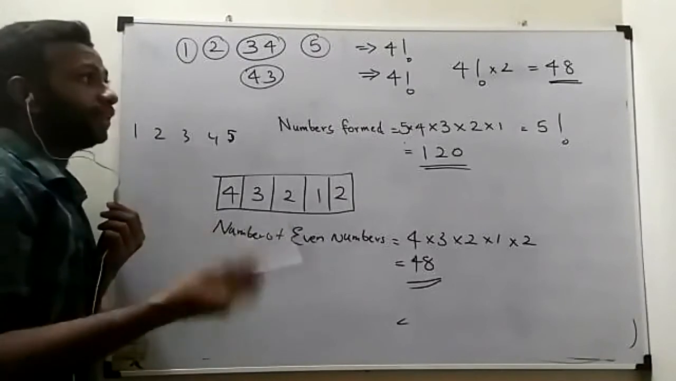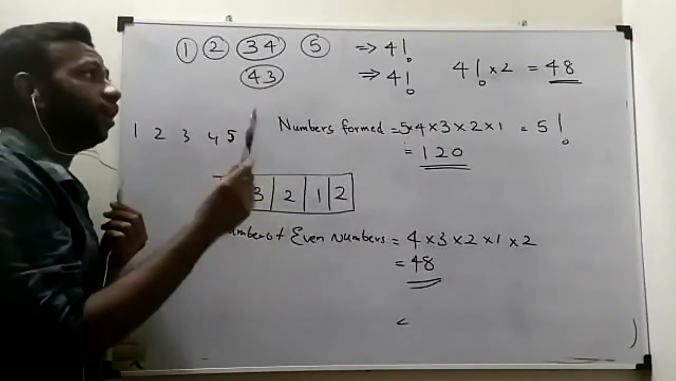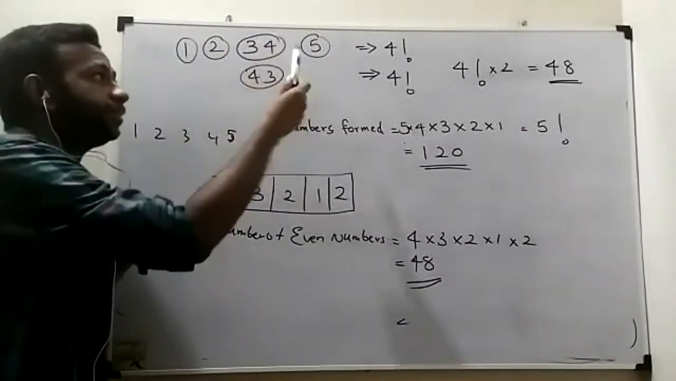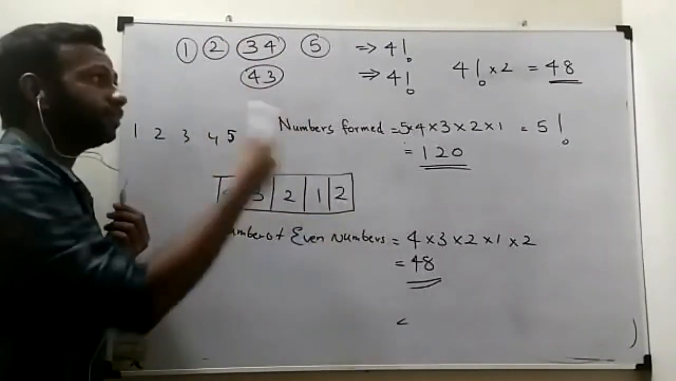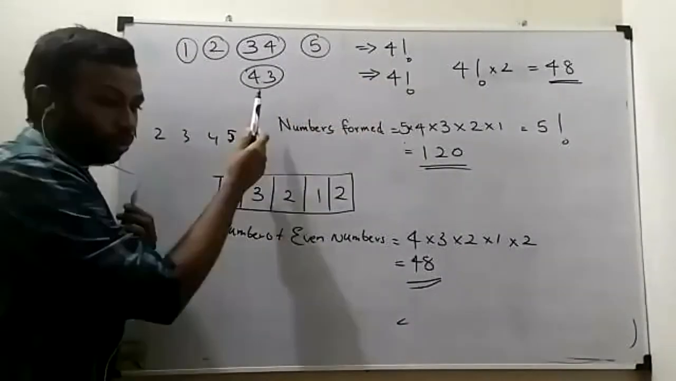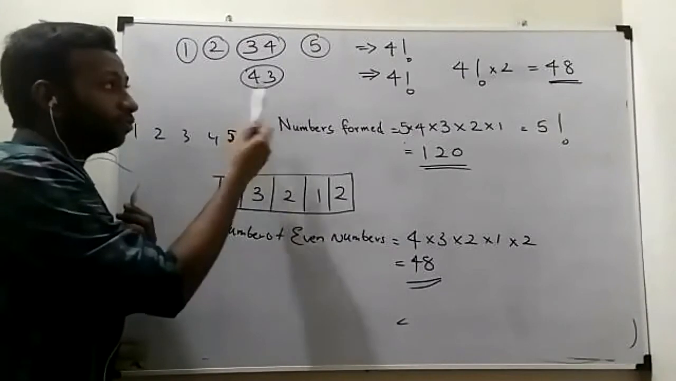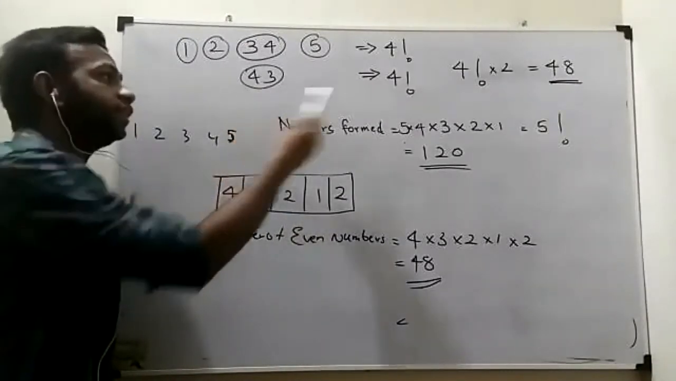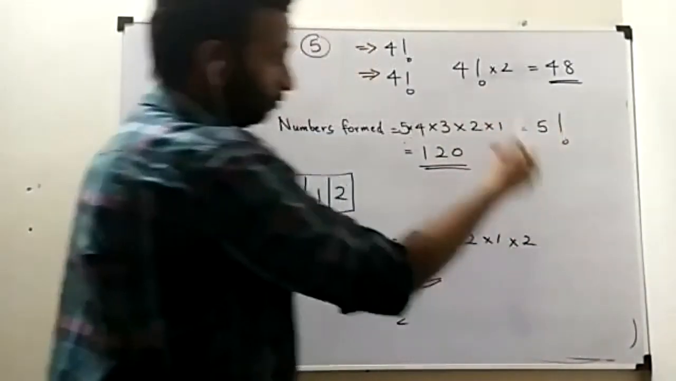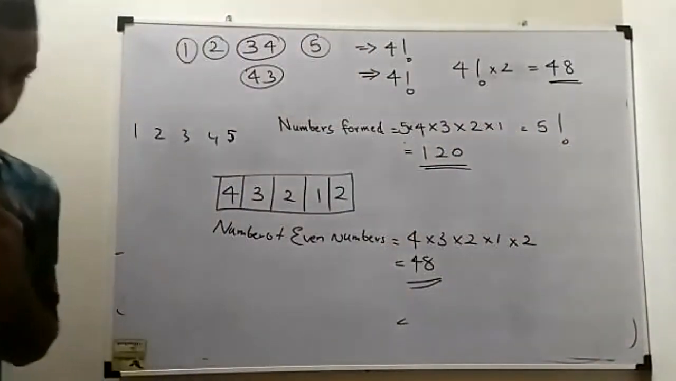The next question is, when 3 and 4 are together, how do you get it? When 3 and 4 are together, let's consider this as one separate thing. That means there are only 4 numbers. Therefore, it can be factorial 4. But 3 and 4 can also be 4 and 3. So that's also factorial 4. So there are twice factorial 4. The answer is the same as this. So that's basically the question.